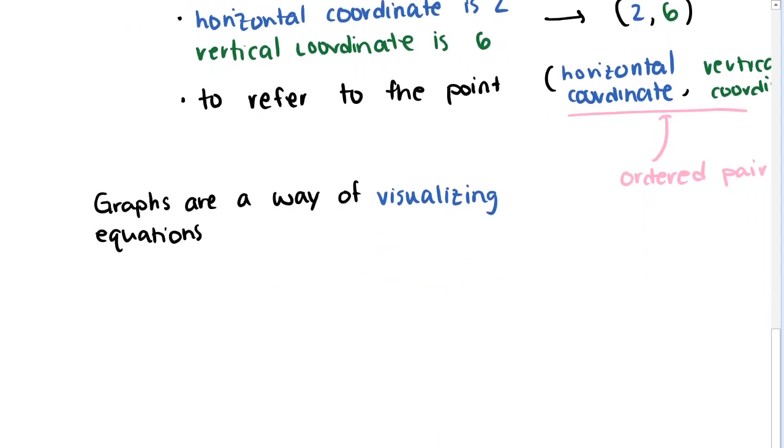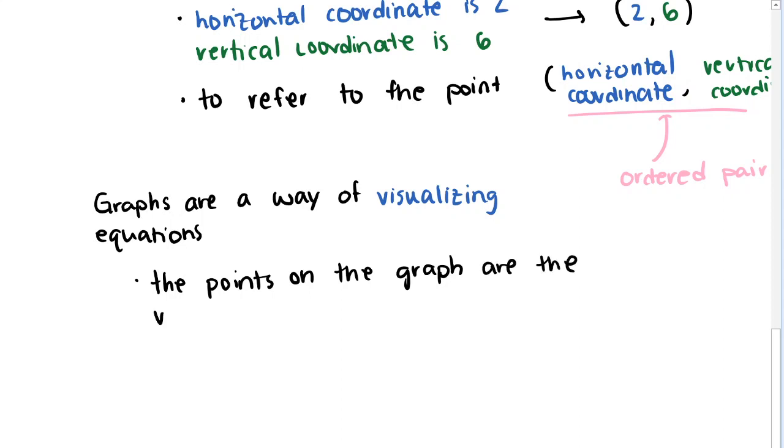Right, so earlier we started with an equation. We found some pairs of numbers that make that equation true, and we plotted those points out onto some grid and sketched the curve that ran through those points. So the points on the graph are the values that make the equation true.